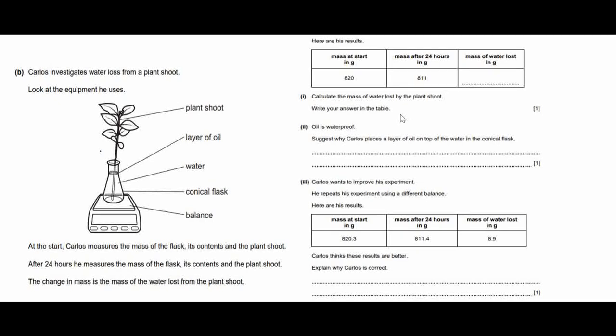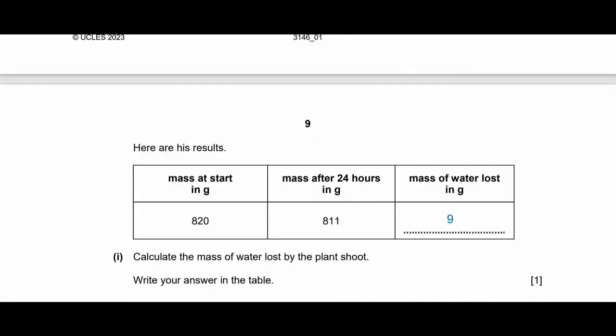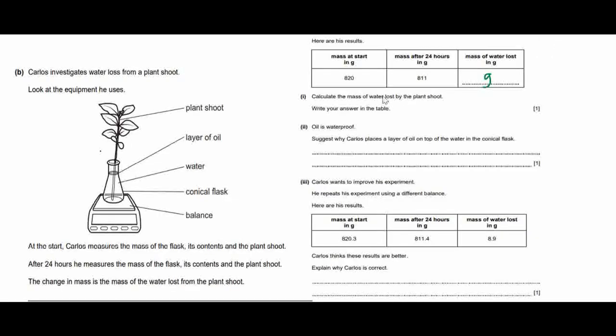Question B part 1. Calculate the mass of water lost by the plant shoot. Write your answer in a table. 10 seconds. Have you got your answer? Let's open up. The answer is 9, as 820 minus 811 is 9. Now let's move on to the next part.